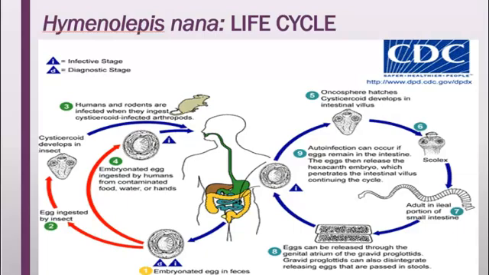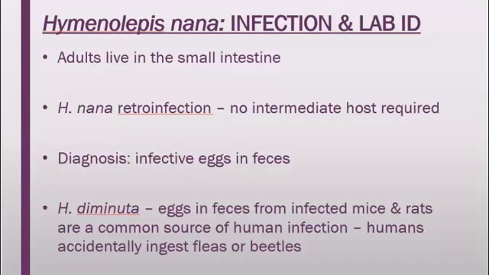Here is the life cycle of Hymenolepis nana. Humans usually become infected when they ingest the larval stage, the cysticercoid, of an infected arthropod. For H. nana, the adults will live in the small intestine. H. nana can cause autoinfection with no intermediate host required. Diagnosis of H. nana usually happens through eggs being found in feces.